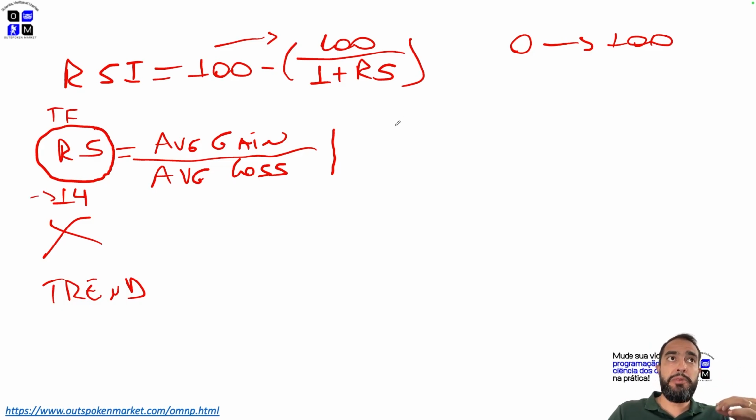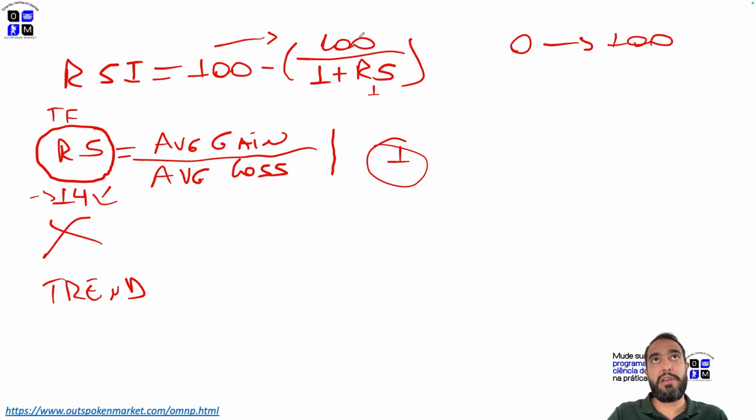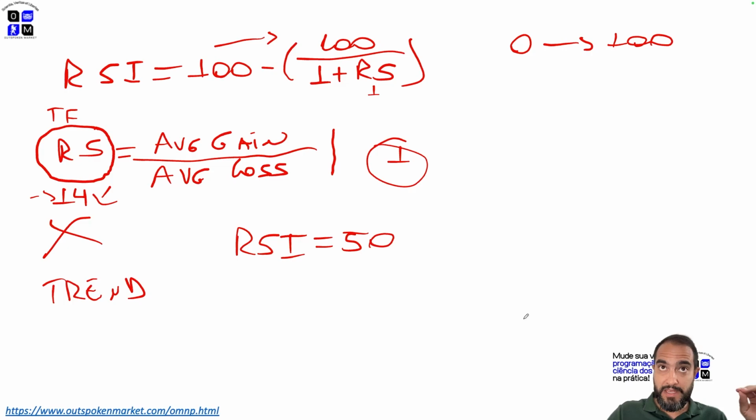Now, do you agree with me that if, over the past 14 periods, the average gain is equal to the average loss, that ratio is going to be 1, correct? And if the RS is 1, it means that here we have 1 plus 1, of course, it's 2. 100 divided by 2 is 50. And therefore, the RSI becomes 50. So this is the middle line.